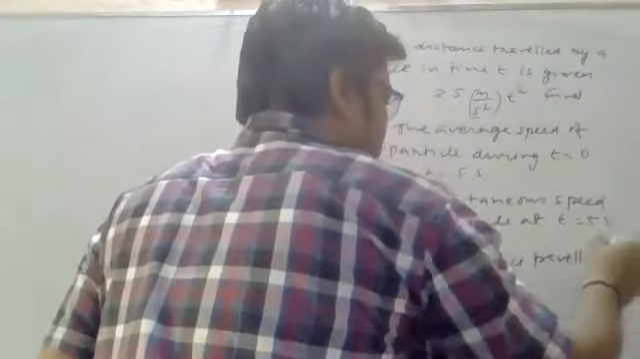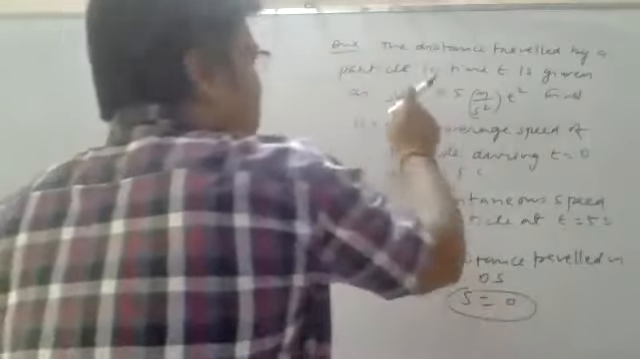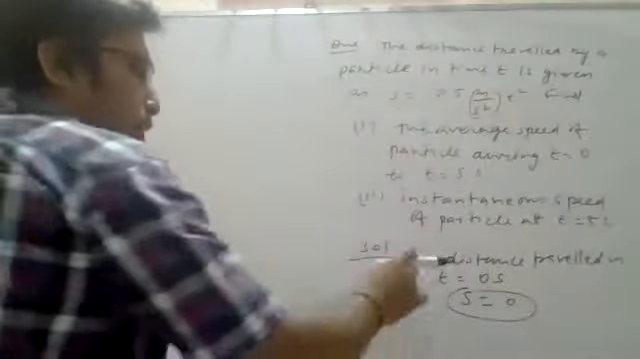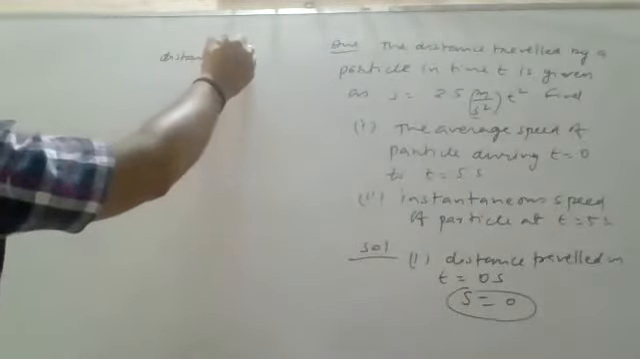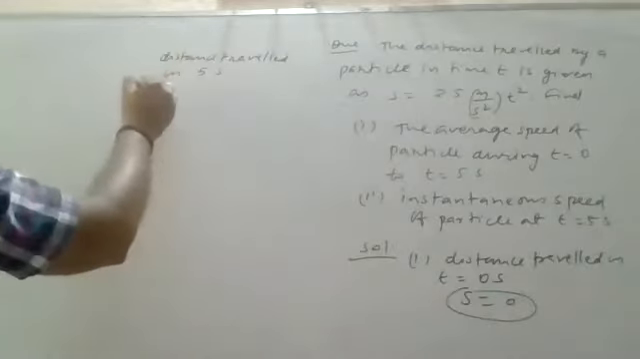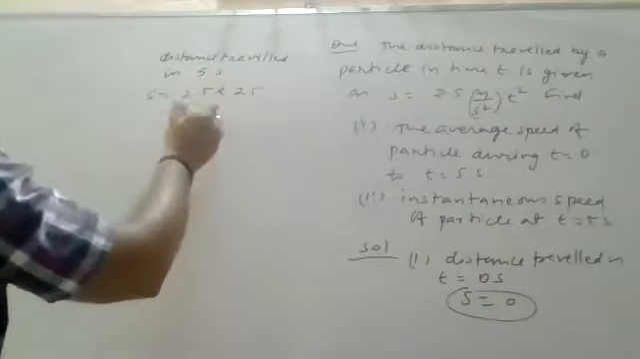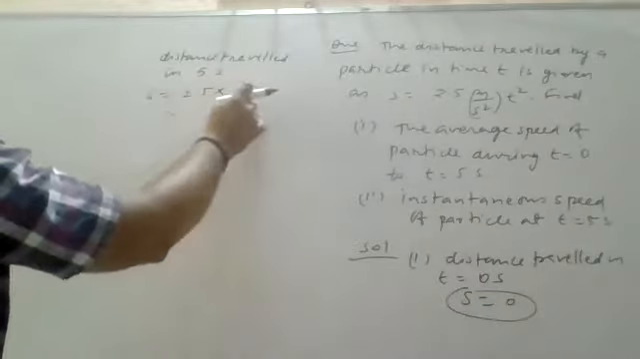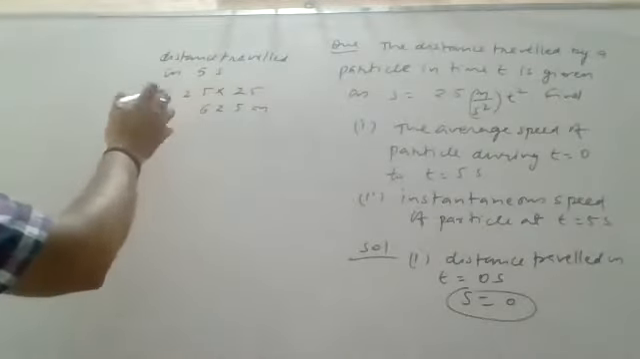For getting average speed, the distance traveled in t is equal to 0 seconds, I will get s is equal to 0, because s is a function of t square. And the distance traveled in 5 seconds will be 2.5 times the square of t. I will get 25, then 2.5 times 25 gives 62.5 meters. That is the distance traveled in 5 seconds.